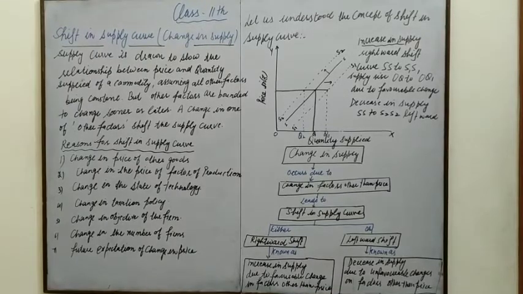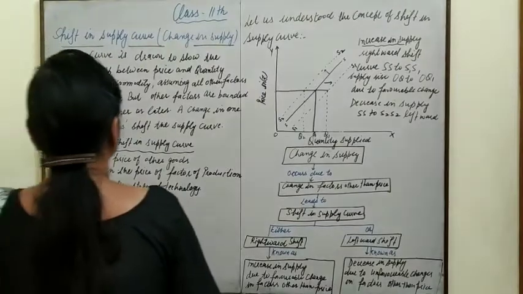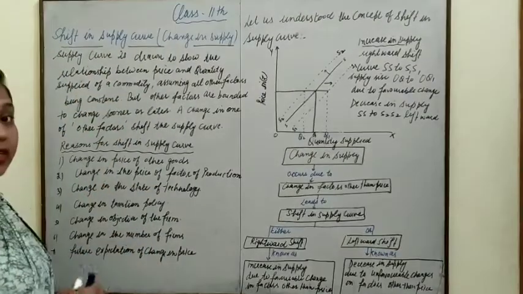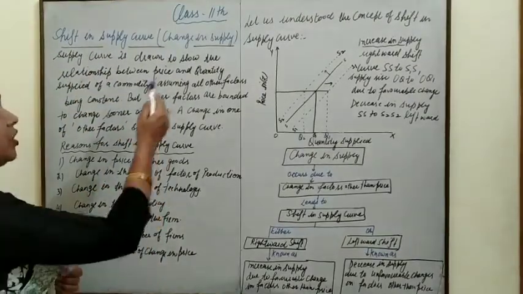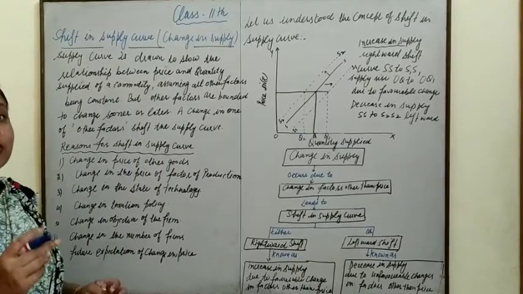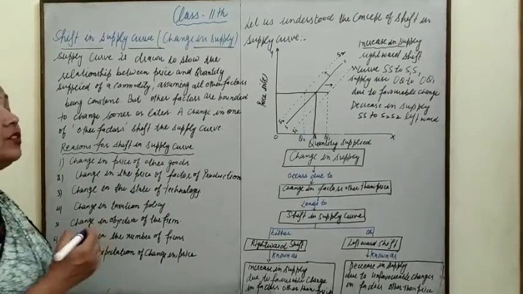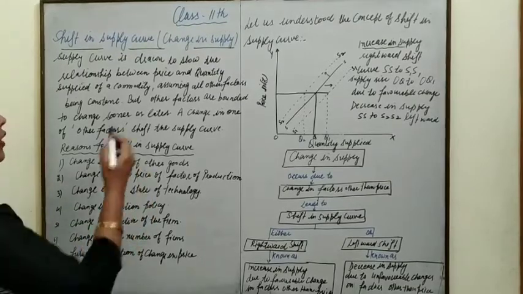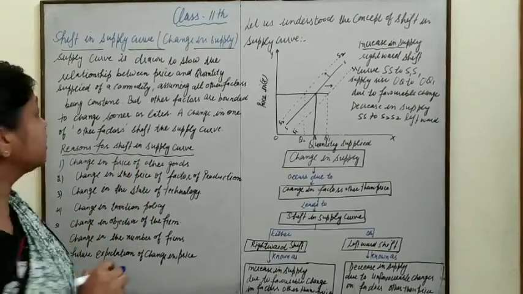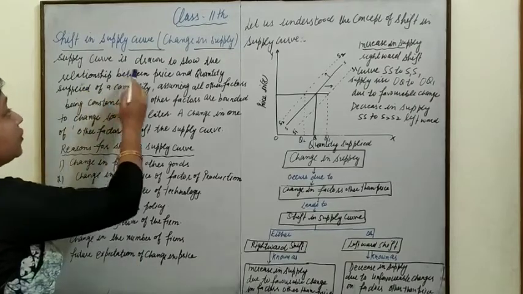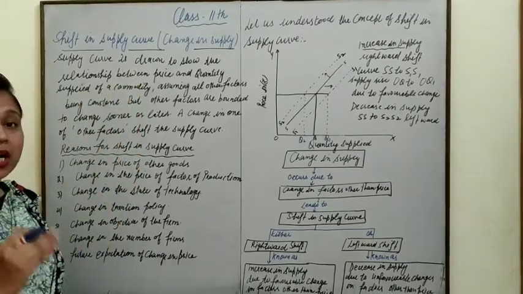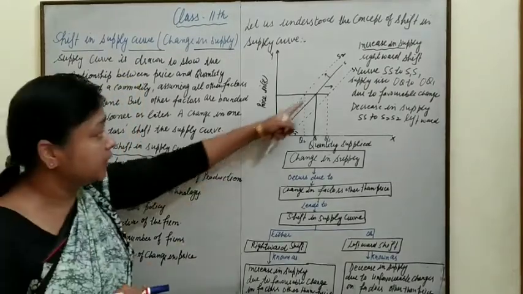Next topic is supply: shift in supply curve. Shift in supply curve means change in supply. There are two points: one is change in quantity supplied and another is change in supply. Here we are talking about the change in supply.